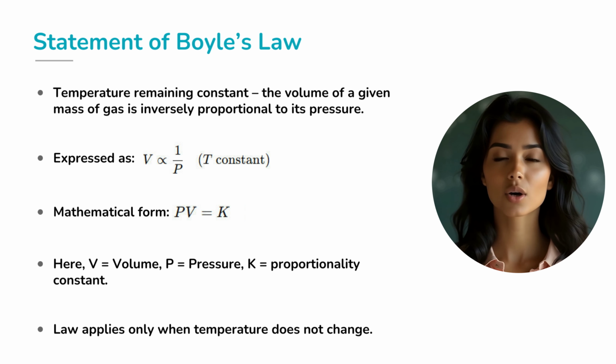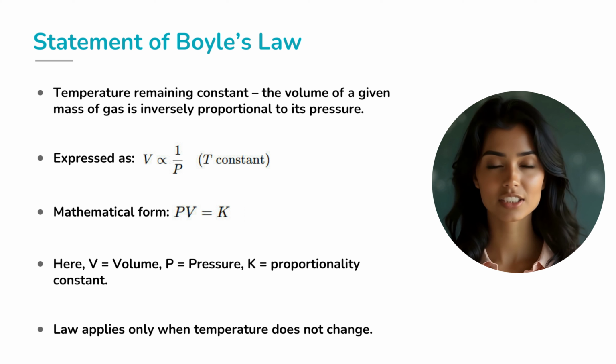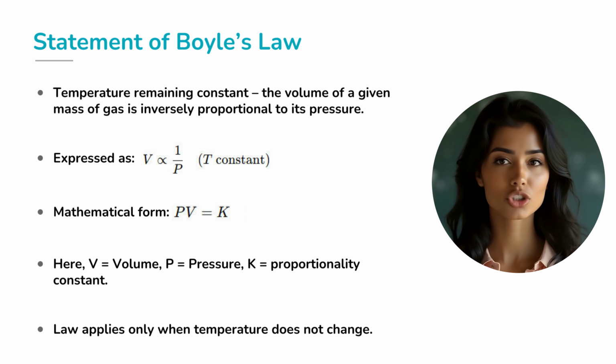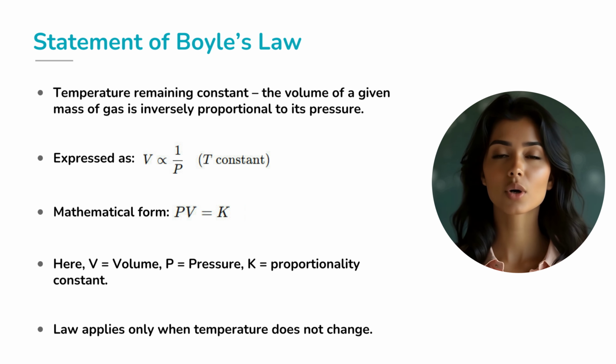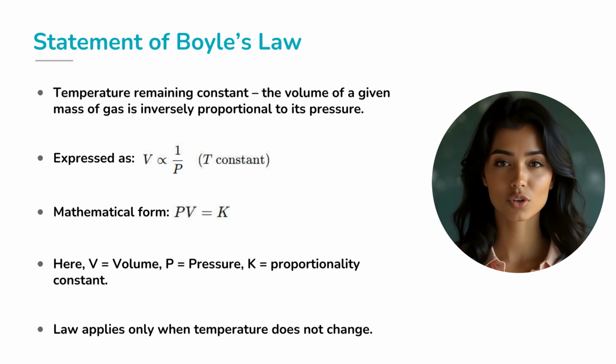Now let's state the law clearly. Boyle's law says when temperature remains constant, the volume of a given mass of gas is inversely proportional to its pressure. That means volume is proportional to 1 divided by pressure. In short form, V is proportional to 1 over P. Putting it mathematically, pressure times volume equals a constant.